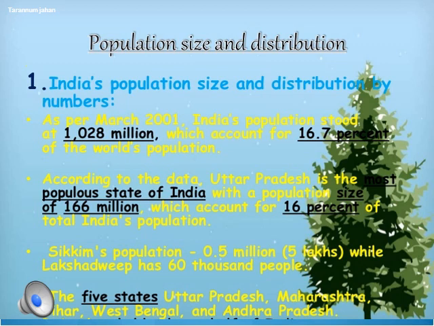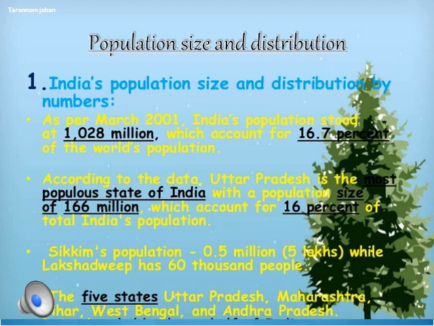Population size and distribution. India's population size and distribution by number we are going to calculate here. As per the census of 2001, India's population stood at around 1028 million, which was around 16.7% of the world population. When the census was taken after 10 years, in March 2011, the Indian population was around 1210.6 million, which accounts for 17.5% of the world population.